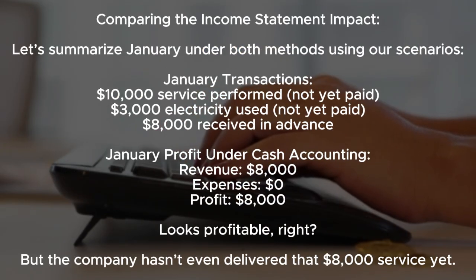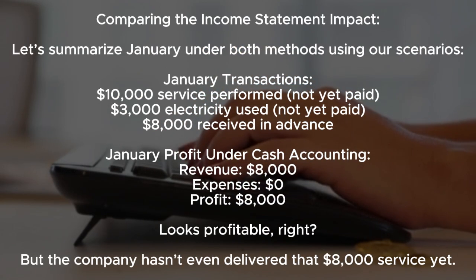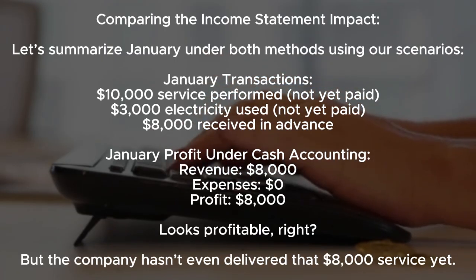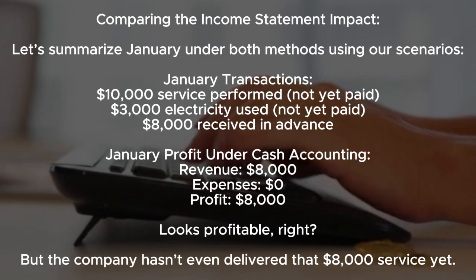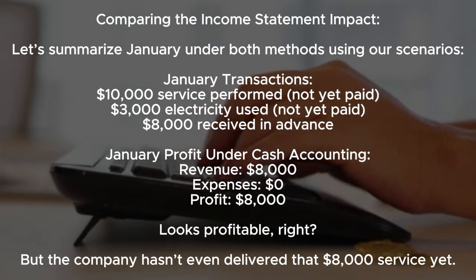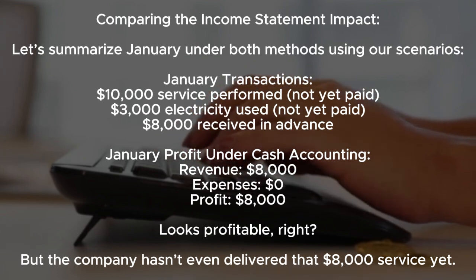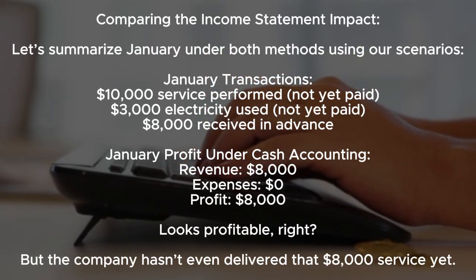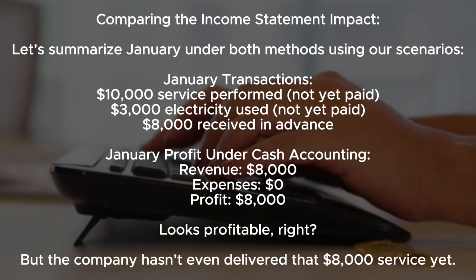Comparing the income statement impact. Let's summarize January under both methods using our scenarios. January transactions: $10,000 service performed, not yet paid. $3,000 electricity used, not yet paid. $8,000 received in advance. January profit under cash accounting. Revenue, $8,000. Expenses, $0. Profit, $8,000. Looks profitable, right? But the company hasn't even delivered that $8,000 service yet.